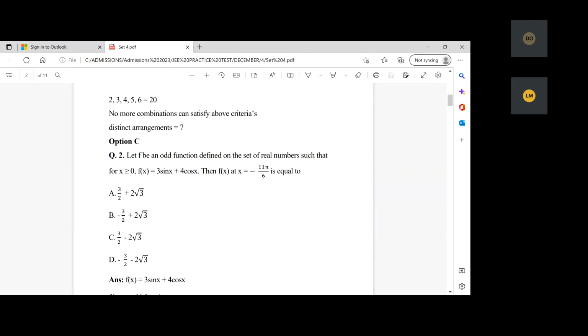The sign is important here. Some students are having a confusion whether it's option B. Okay, let's check.